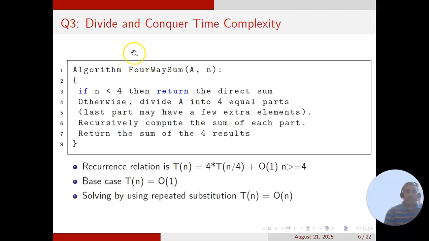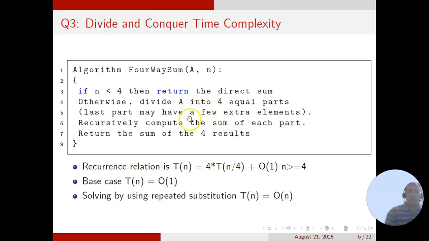Now the next question is on divide and conquer, writing a recurrence relation and finding time complexity. So here they had given an algorithm to find the sum of n elements of an array by dividing the array into 4 parts. So divide the array into 4 equal parts, recursively compute the sum of each part and return the sum of the 4 results. The base case is when n is less than some constant, directly compute the sum.